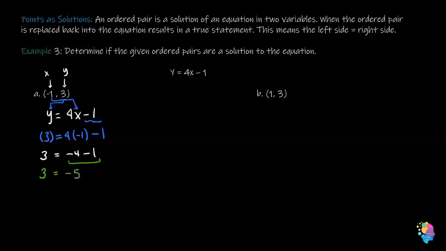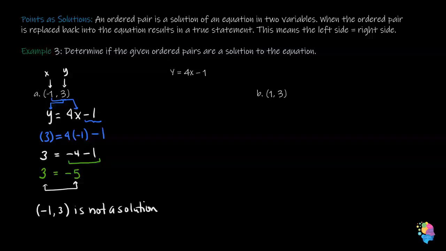And then I check again. Is there something for me to simplify on the left side? There isn't. Is there something for me to simplify on the right side? There isn't. So the last thing will be, is this a true statement? And it's not, because 3 does not equal negative 5. They're not the same number. That means that this point, negative 1, 3, is not a solution to the equation that we were given.